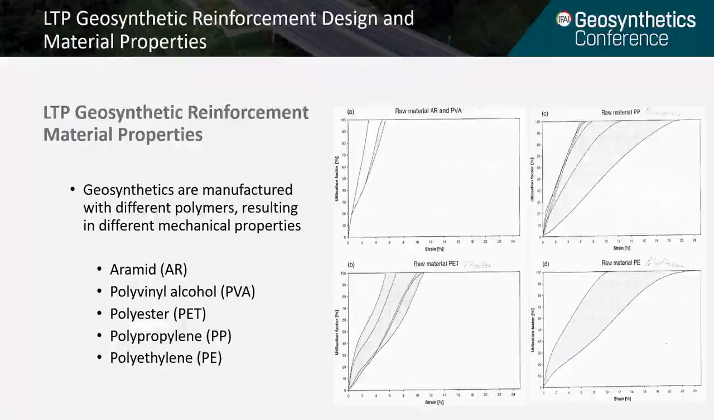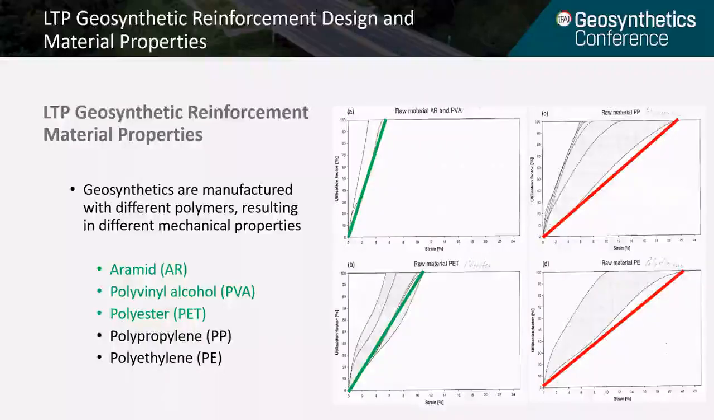Geosynthetic reinforcements are manufactured with different raw materials or polymers. For example, aramid, polyvinyl alcohol, polyester, polypropylene, and polyethylene. Different polymers result in different mechanical behaviors, including stress-strain curves. The tensile modulus of the reinforcement is very important, since failure can occur not only due to the lack of tensile resistance, but also due to excessive deformation of the structure. Therefore, the strength as well as the allowable deformation should be specified for reinforcement applications.